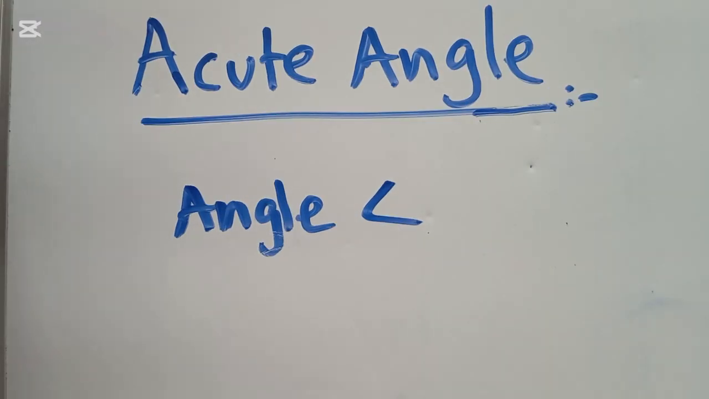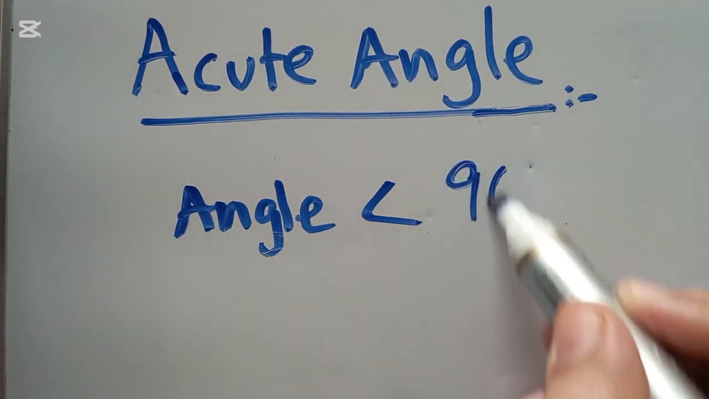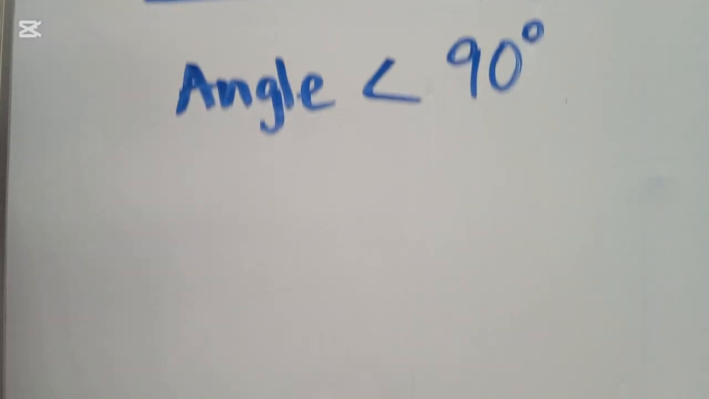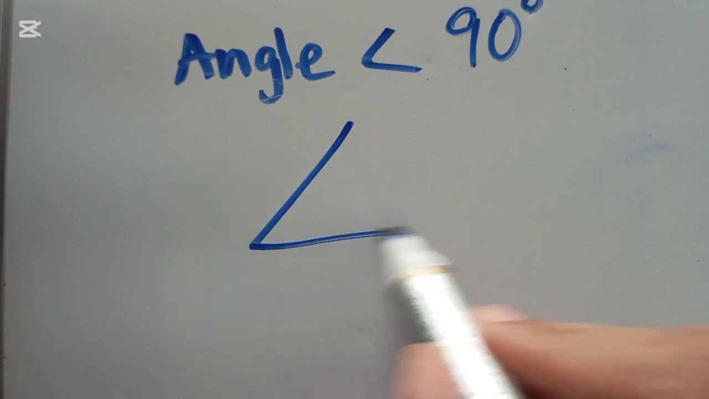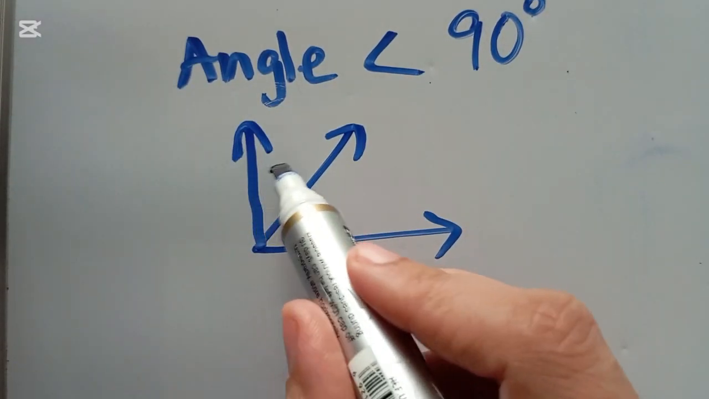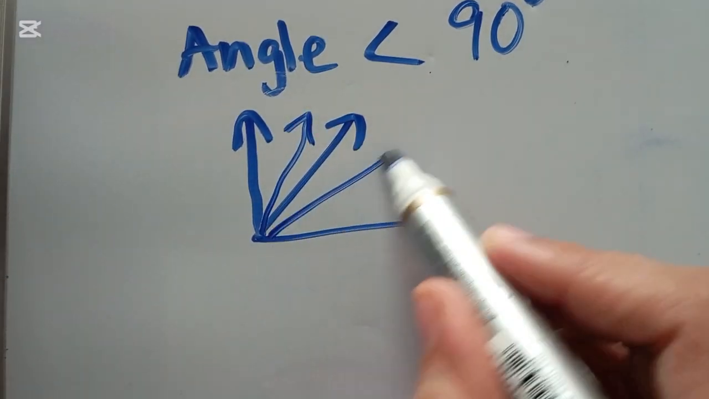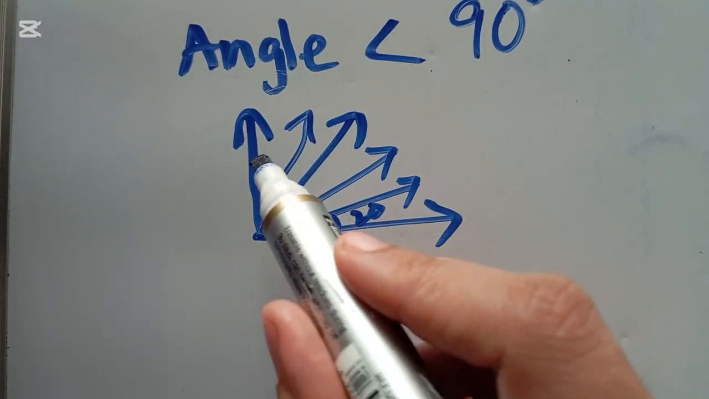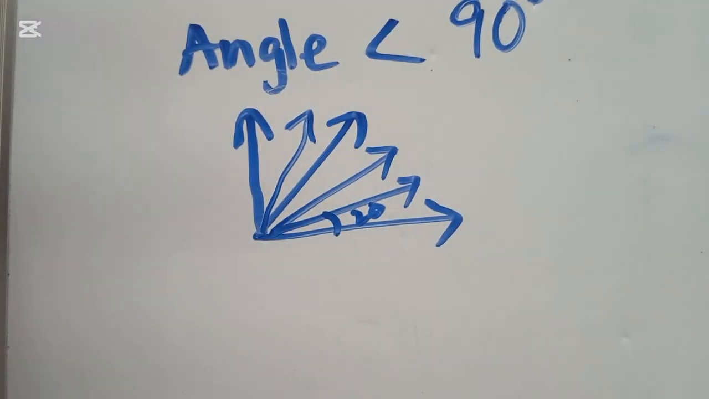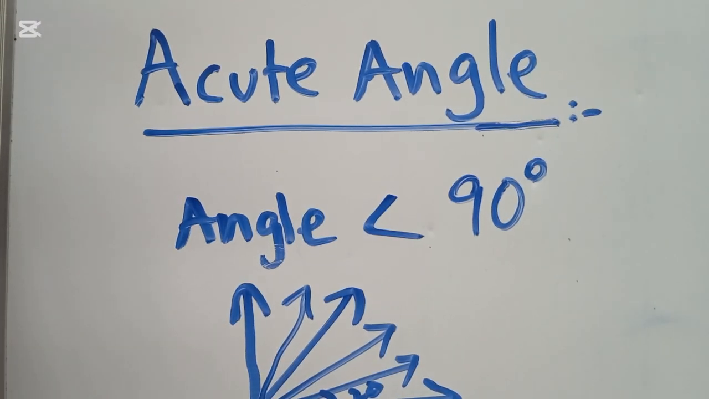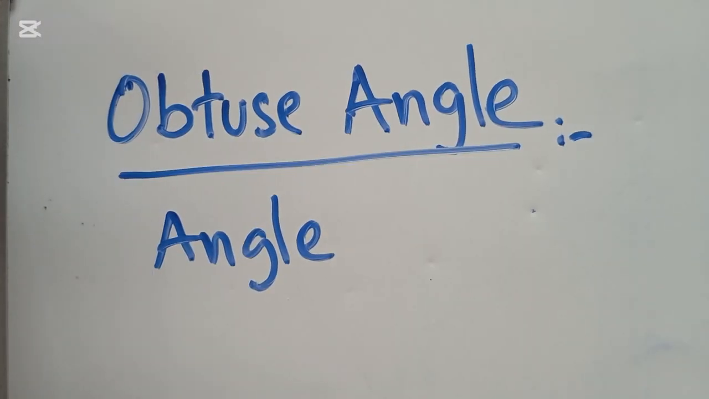Now talking about acute angle, it is an angle which is less than 90 degrees. So any angle which is less than 90 degrees we call an acute angle, and obviously it will look like this. Like 90 is here, so any angle less than this one, like this, over here, any value like 20, 30, 40, 45, 80, 85, these all are acute angles because their value is less than 90 degrees. Third one is obtuse angle.